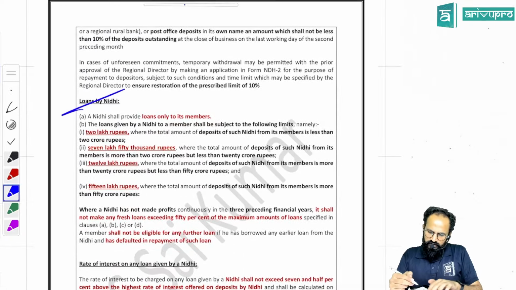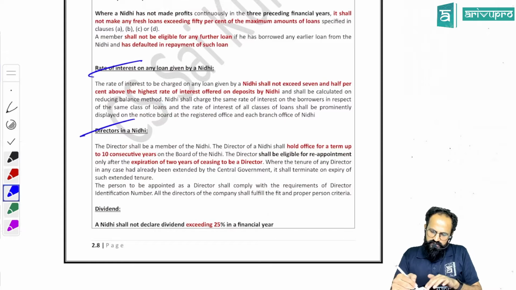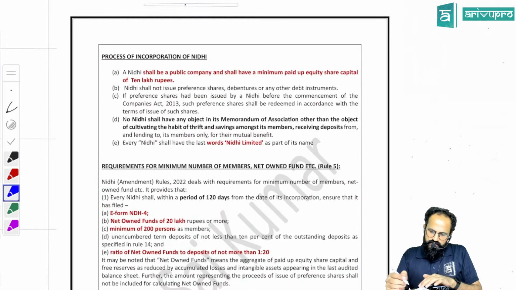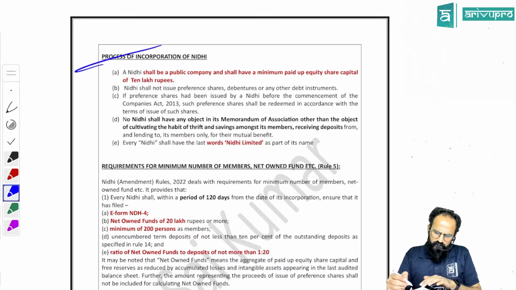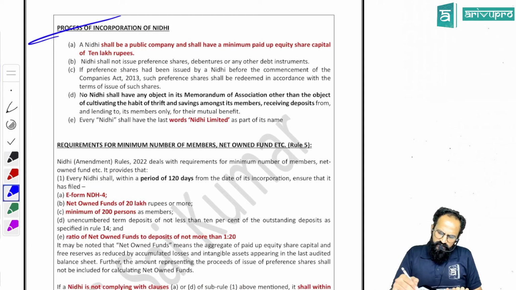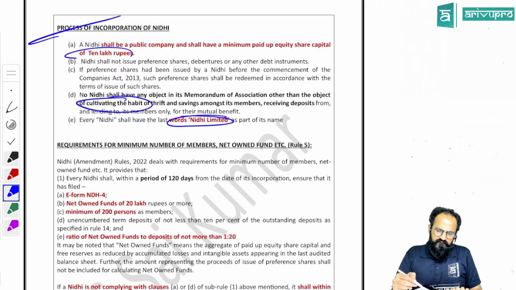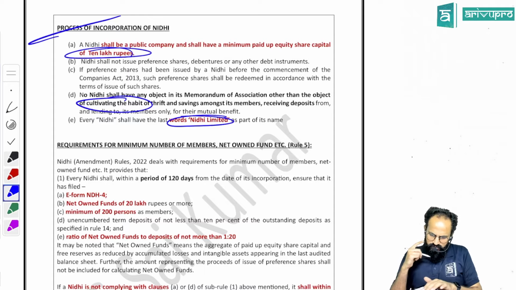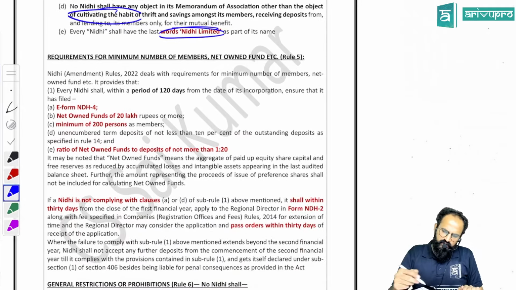Loans by NIDHI, you have seen. Rate of interest, directors, dividend. Process of incorporation of NIDHI, you have seen, no? Object should be one only, cultivating the habit. The word NIDHI Limited has to be added. Minimum is 10 lakh rupees. We have done this, no? Requirement for minimum number of members, net own funds.